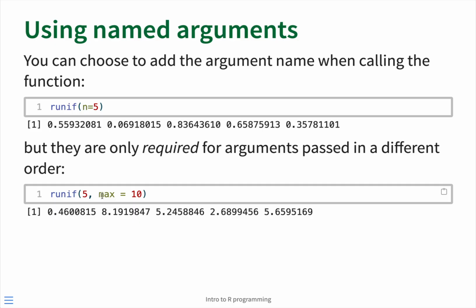But we know the second argument was actually min. So if we want to specify only the max and leave the min as the default value, we have to say max equals 10. We couldn't just put 10 because then R would assume that 10 is the argument you want to pass to min instead. Okay, so if we're passing values to arguments out of the order specified in the function signature, then we need to start using the names for those. Otherwise, you can leave the argument names out.